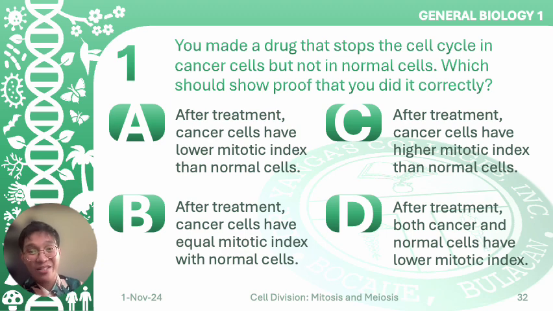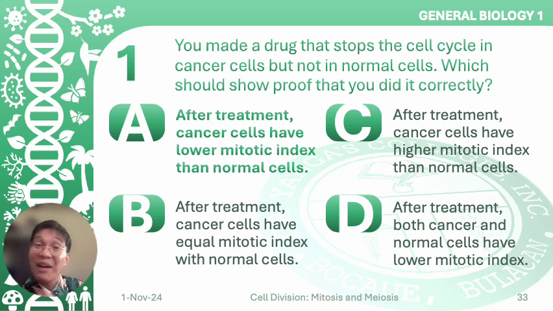So, the right answer should be letter A. Okay? After treatment, the cancer cells will have a lower mitotic index compared to your normal cells. Diba? So, ibig sabihin nun, na-slow down mo na yung pagpaparami ng mga cancer cells. At solusyon siya sa cancer. Diba? Kung ayaw mong mag-progress yung inyong tumor, you want to prevent it from happening. So thus, you need to resolve it using the idea of stopping the cell cycle in cancer cells. Okay? Ayan.